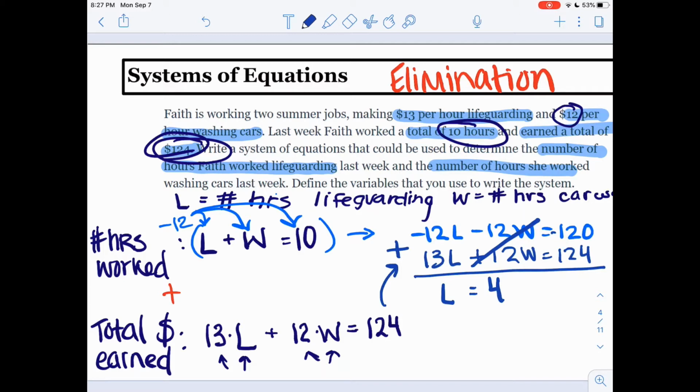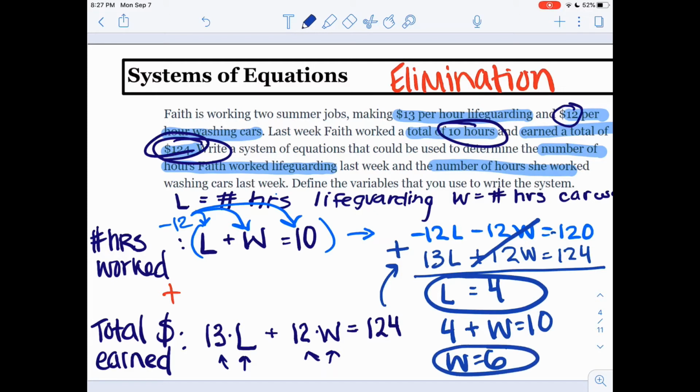This tells me she spent 4 hours lifeguarding. But I need to get my other answer. If she spent 4 hours lifeguarding and she worked a total of 10 hours, that means she must have spent 6 hours washing cars. And now we're done.